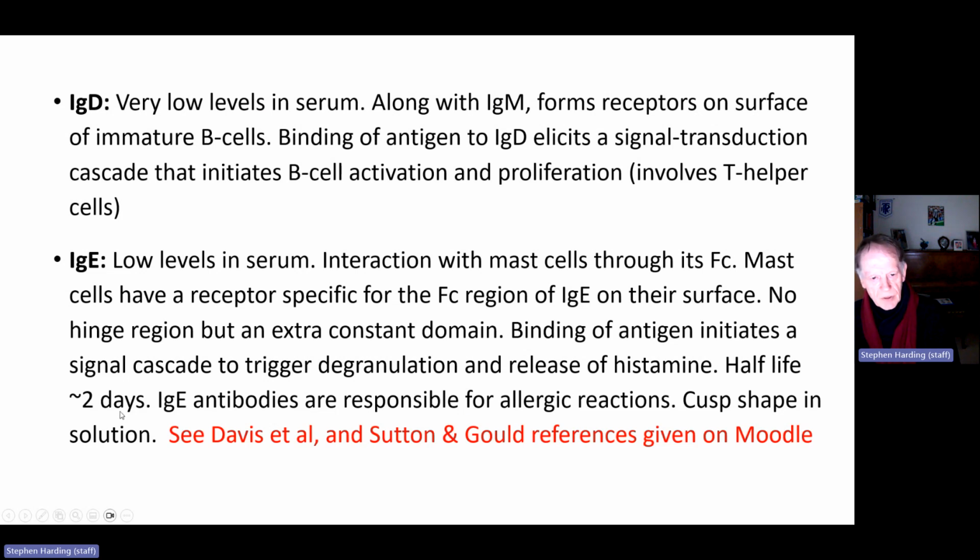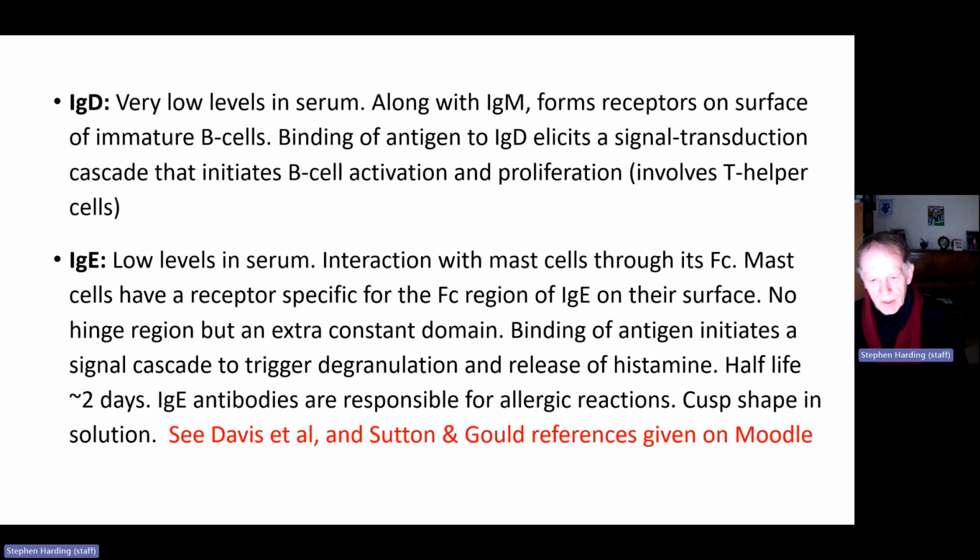Half-life, relatively short, about 2 days. And of course, IgE antibodies are responsible for allergic reactions. They have a cusp shape in solution, as we talked about before with the paper we did years ago with Dennis Burton's group. And a copy of that paper is on the Moodle.